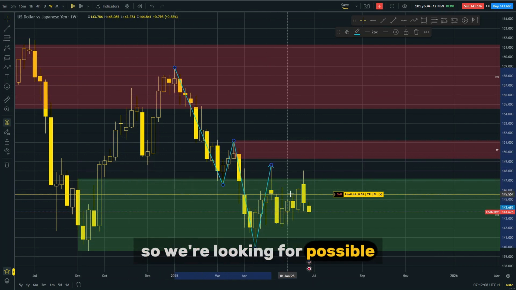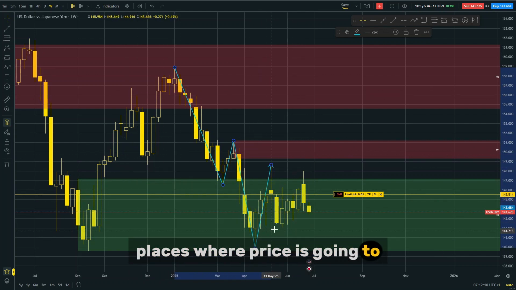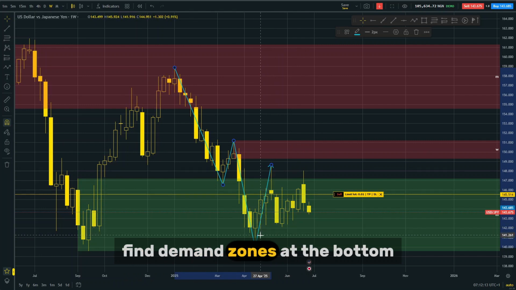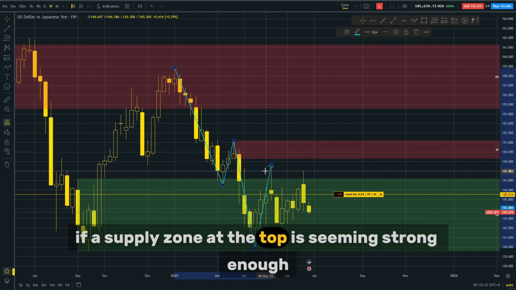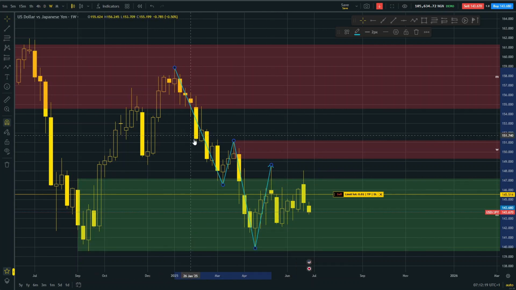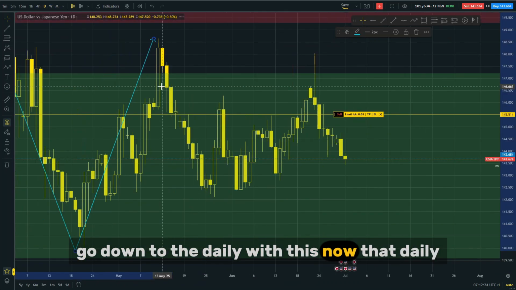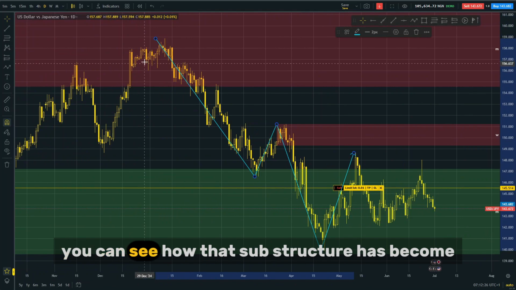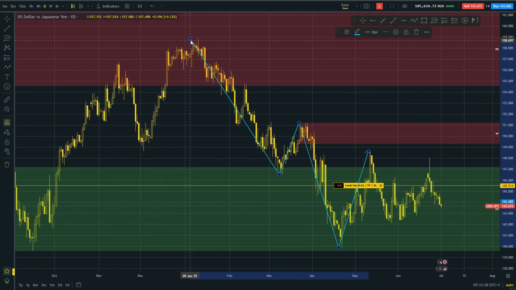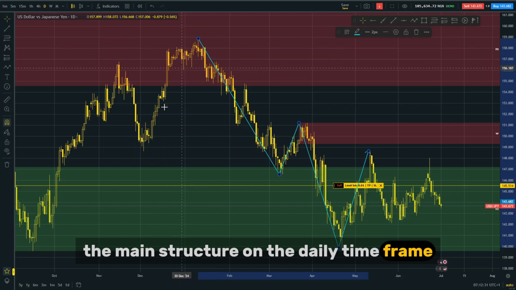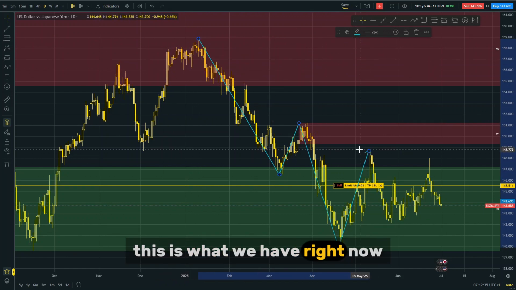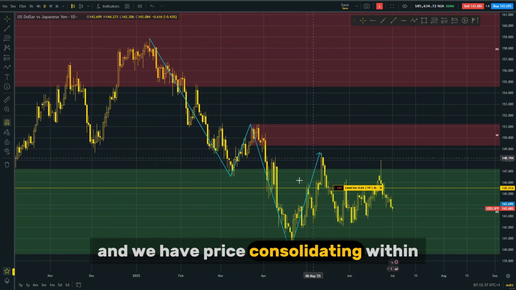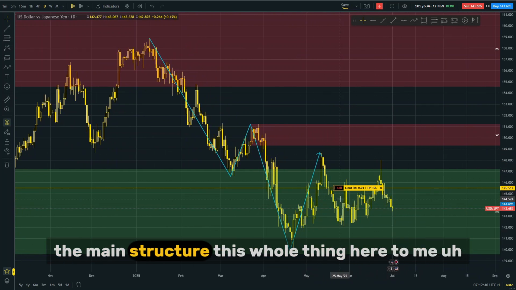So we're looking for possible places where price is going to find demand zones at the bottom to push upwards, or if a supply zone at the top is seeming strong enough. We go down to the daily with this. Now in the daily, you can see how that substructure has become the main structure on the daily time frame. Main structure right here.